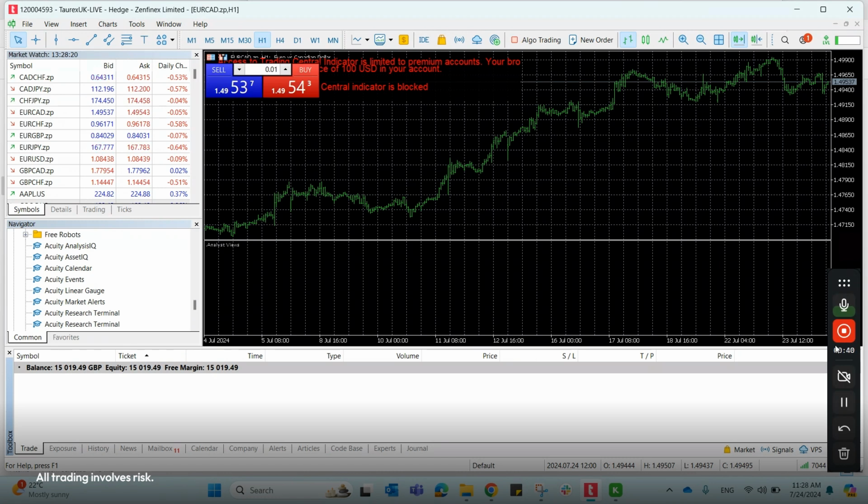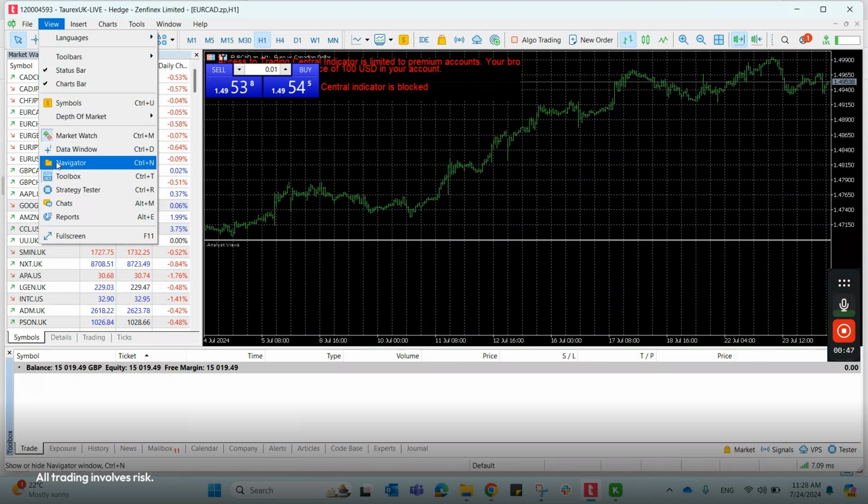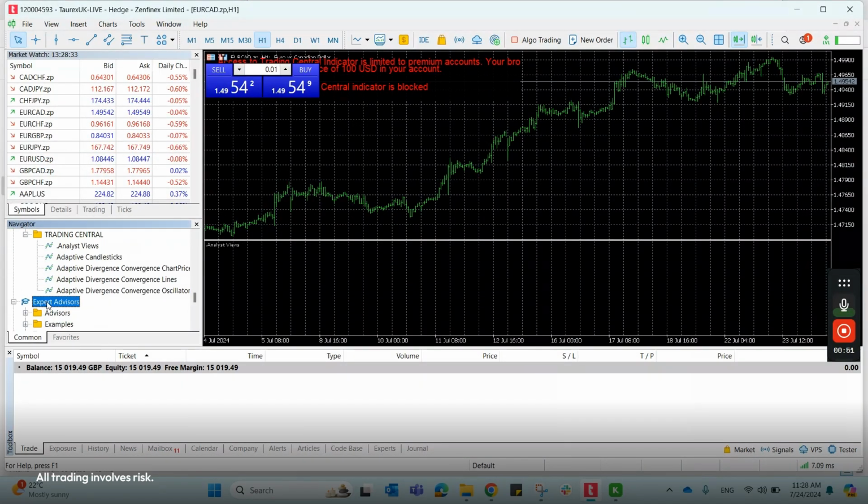So first we go to View, and then we click on Navigator. We go to Expert Advisors. Here I've got Trading Central installed on my MT5. All I need to do is to drag this into the price chart.